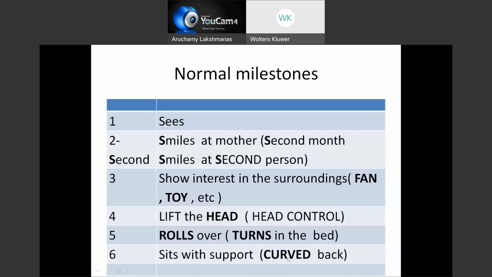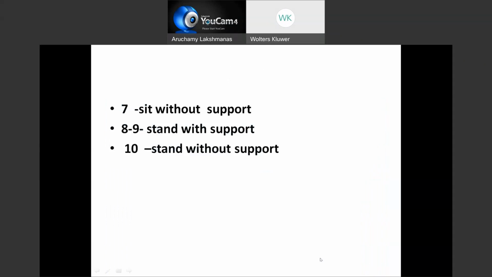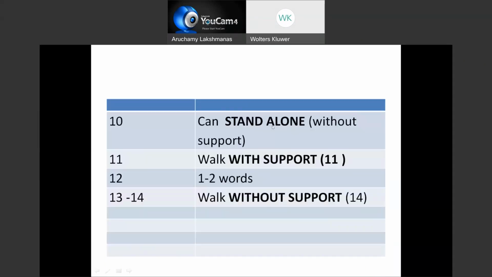Sit with support with curved back by 6 months. 7th month, sit without support. And 8th month, stand with support. 10th month, stand without support. So 10th month can stand alone. Okay? You just remember that letter 1, standing alone, so without support. So just remember 11. One is the stick, another is the child. So the child will hold a stick and walk. So walk with support by 11 months. So by 13 months to 14 months, walk without support. So just remember without support, 14 letters. With support, 11 letters. And by 1 year, it will talk 1 to 2 words. The 12 months puts 1 to 2 words. So this is for easy remembrance.